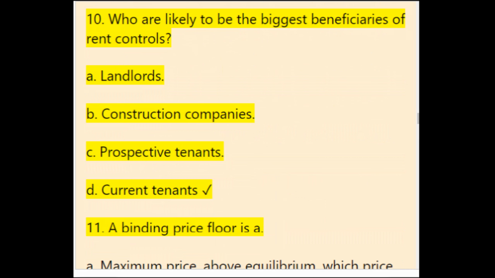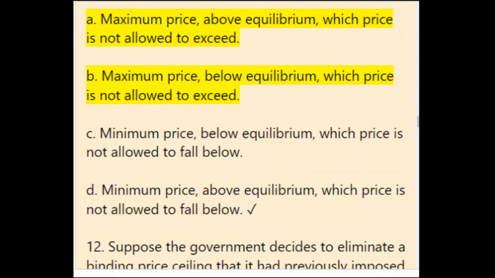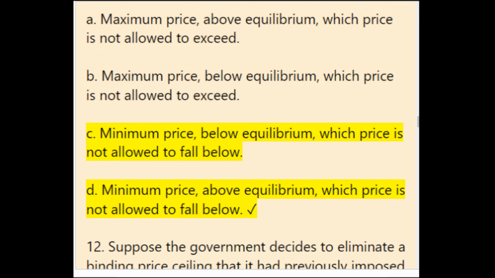11. A binding price floor is: A. A maximum price, above equilibrium, which price is not allowed to exceed. B. A maximum price, below equilibrium, which price is not allowed to exceed. C. A minimum price, below equilibrium, which price is not allowed to fall below. D. A minimum price, above equilibrium, which price is not allowed to fall below.